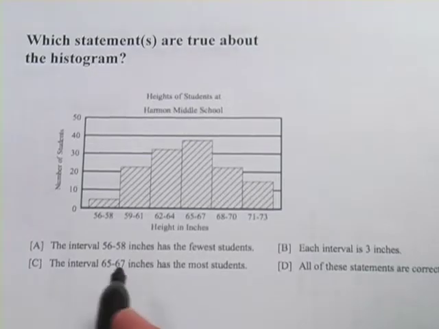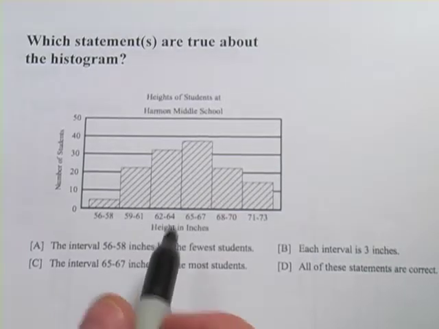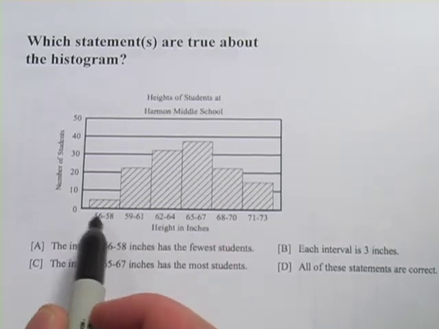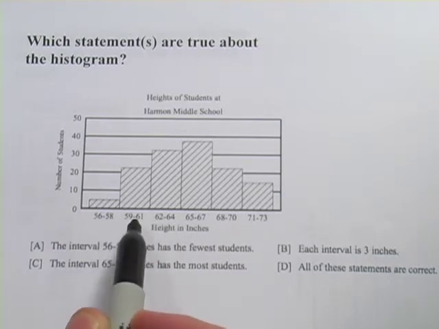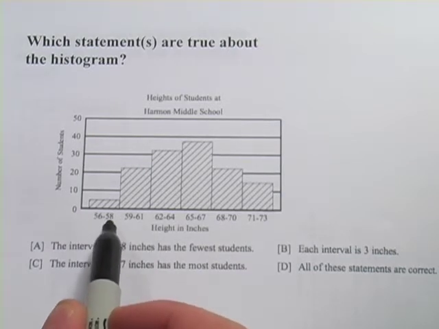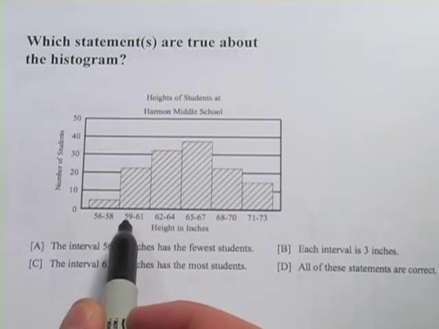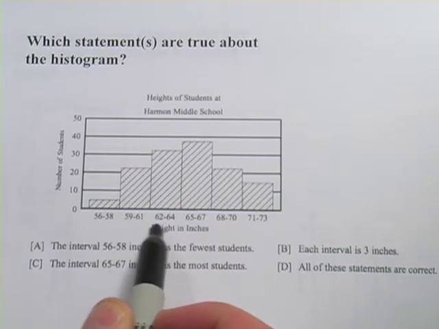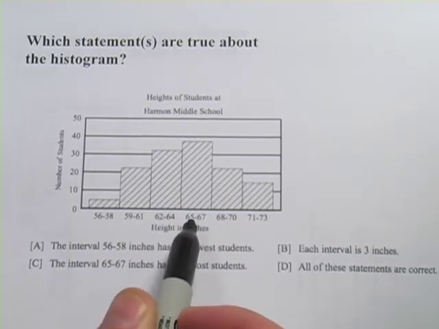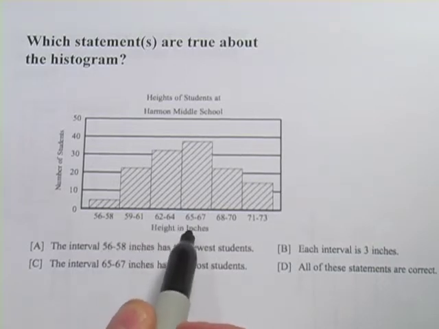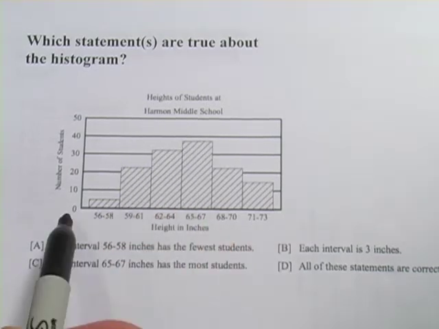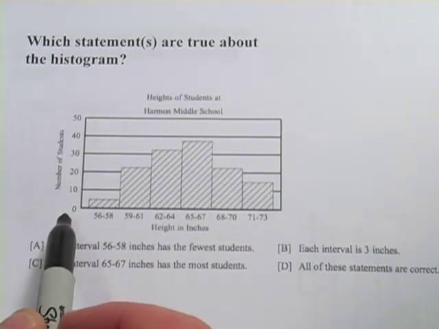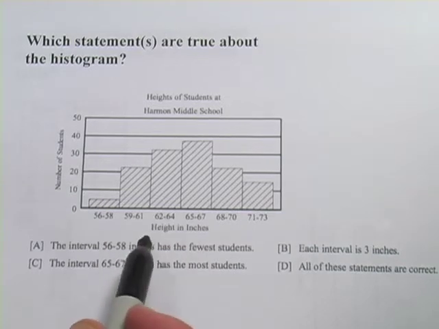This problem says which statements are true about the histogram. And the histogram is this bar graph here. Since the columns are all the same width, you'd expect them to all be the same size ranges. This one is 56 to 58, so that's 56, 57, or 58, that's 3. 59, 60, 61, that's 3. 62, 63, 64, that's 3. It looks like they're all 3. These are representing heights of students. The title at the top says heights of students in Harmon Middle School. And then here, this says number of students. That's the frequency. How many students fit into each height range?